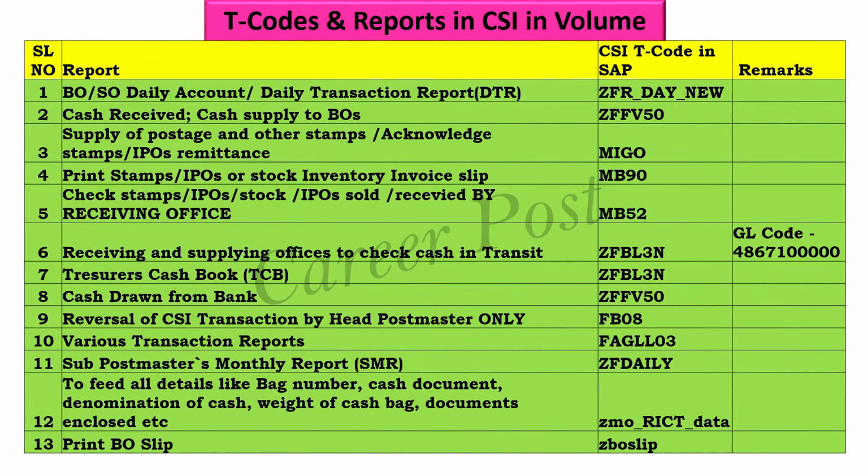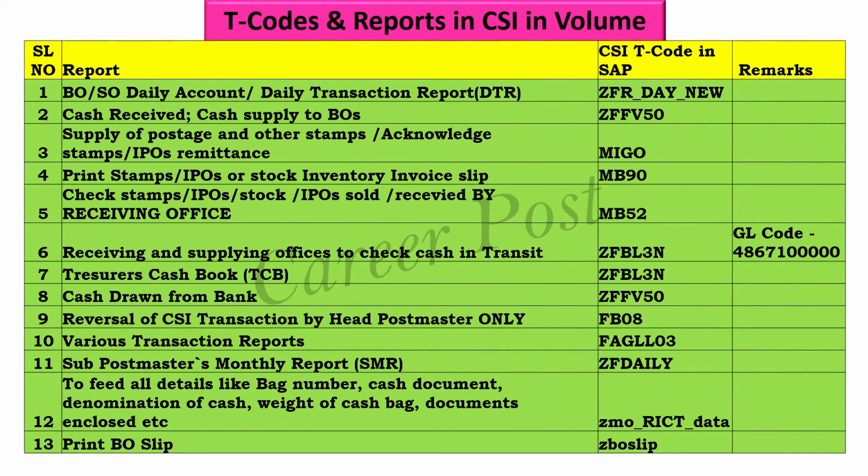And to feed all the details like bag number, cash document, denomination of cash, weight of cash documents enclosed, etc. in the RICT, what is the T code used? ZMO underscore RICT underscore data. This is the T code used in the CSI for preparation of the BO bag. That is, you can enter details such as bag number, cash documents, denomination of cash, and weight of the cash bag, and whatever documents, warrants or so on, that are enclosed can be fed through the ZMO RICT data.